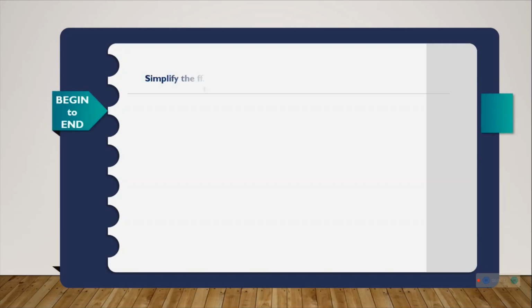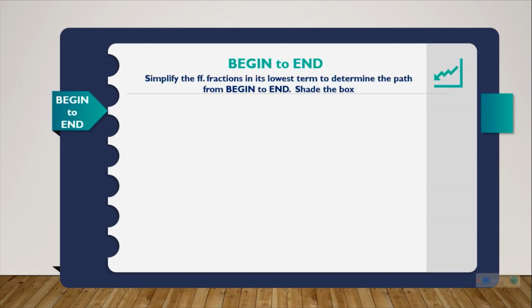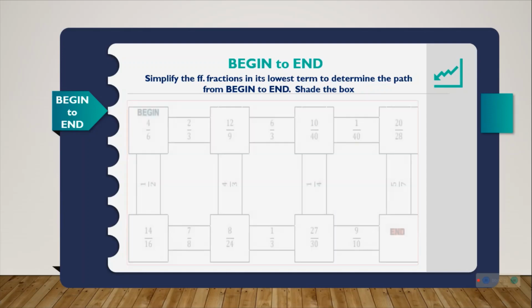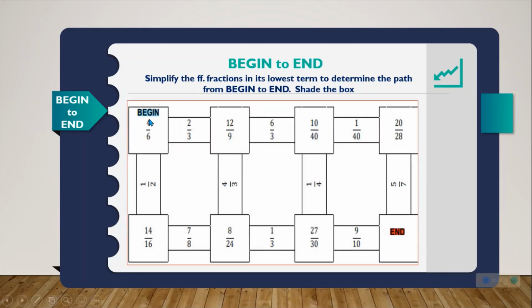Okay. So, begin to end. Simplify the following fractions to their lowest terms to determine the path from begin to end. Shade the box. So this is the maze. We will begin here and we will end up in here.